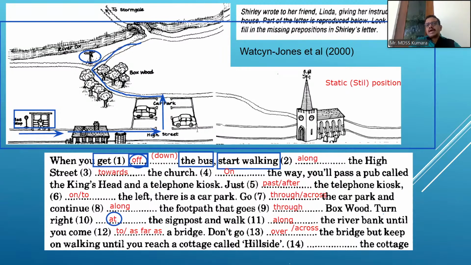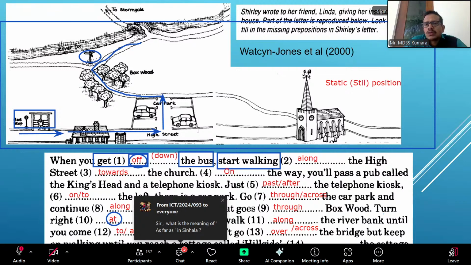Okay? Right. Someone read the description aloud. The first part. What is on this slide? Any volunteer? Yes, sir. Yes, Vilochan.